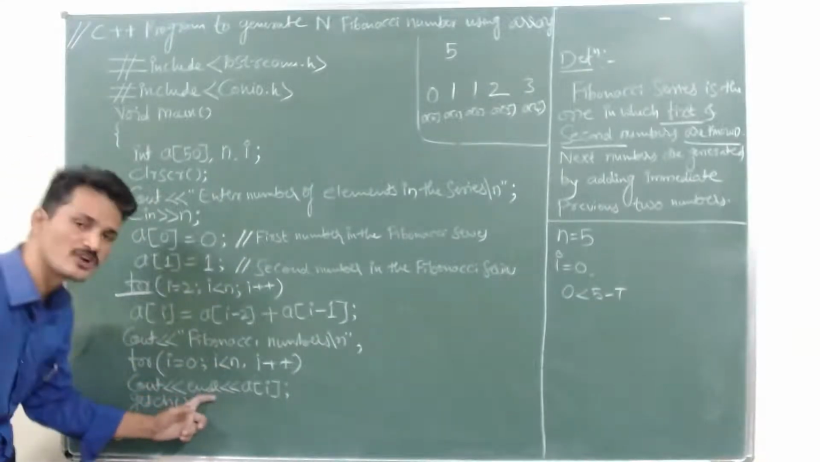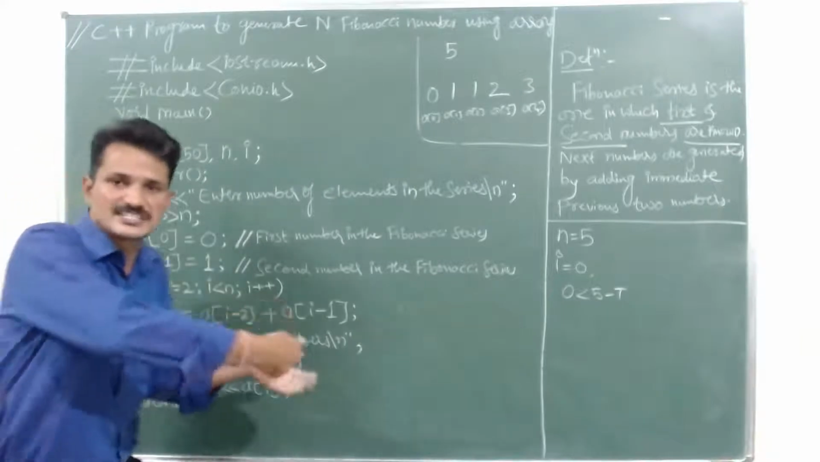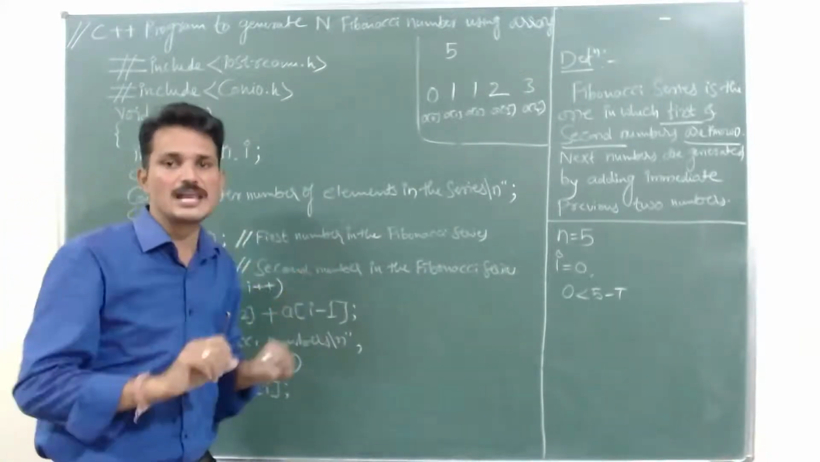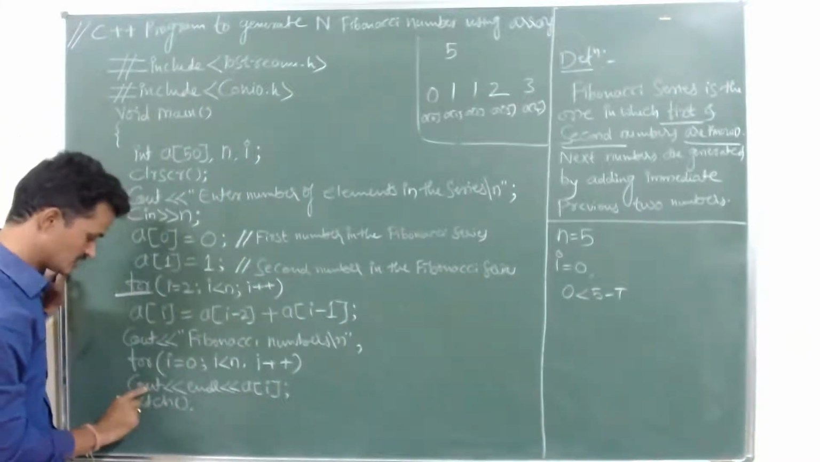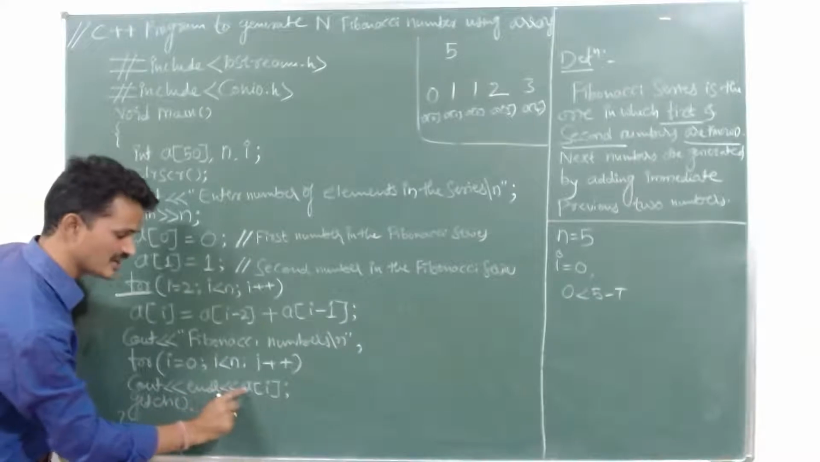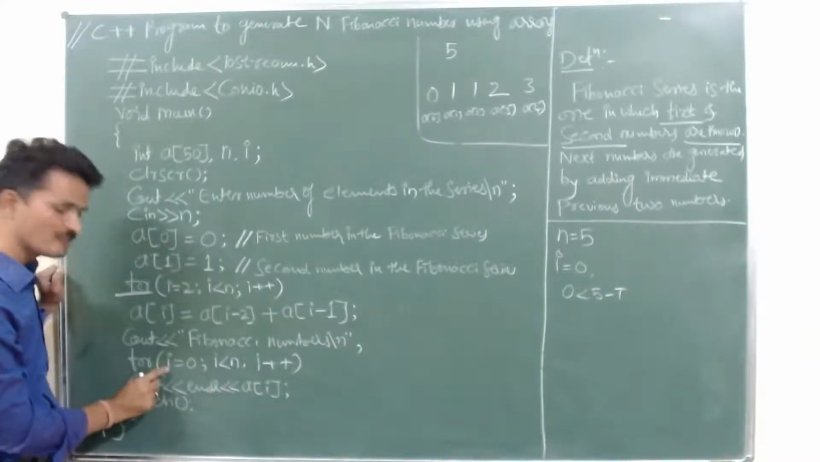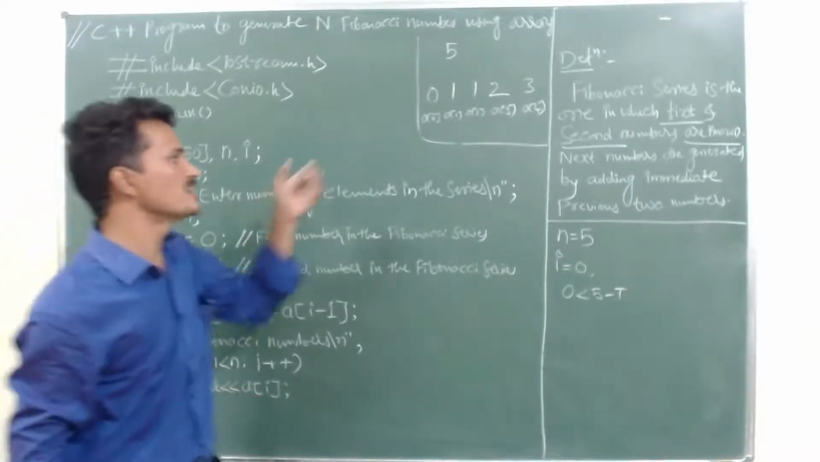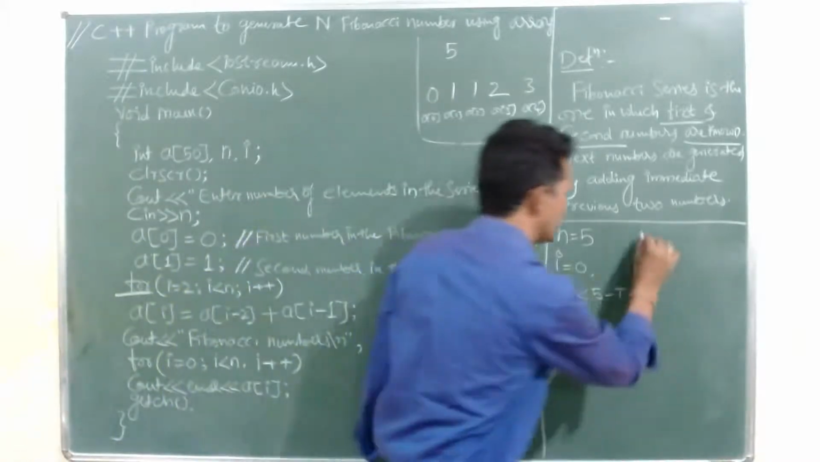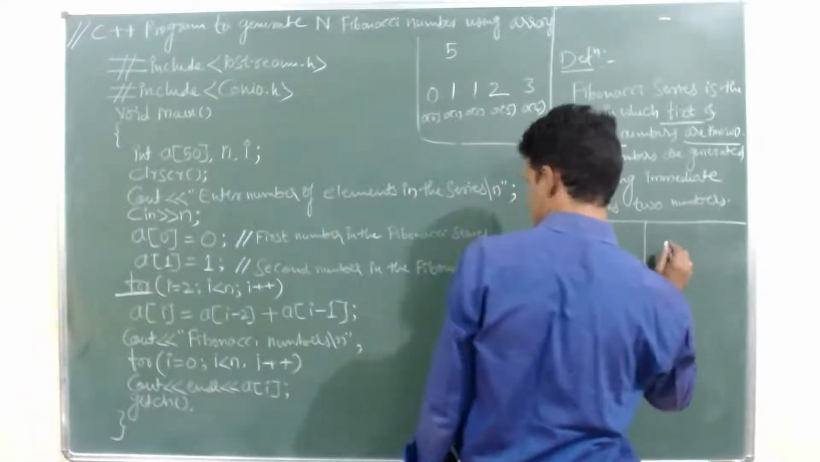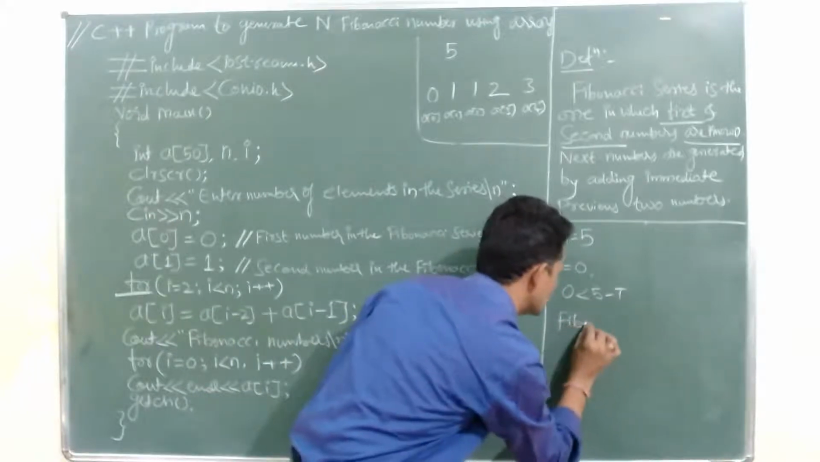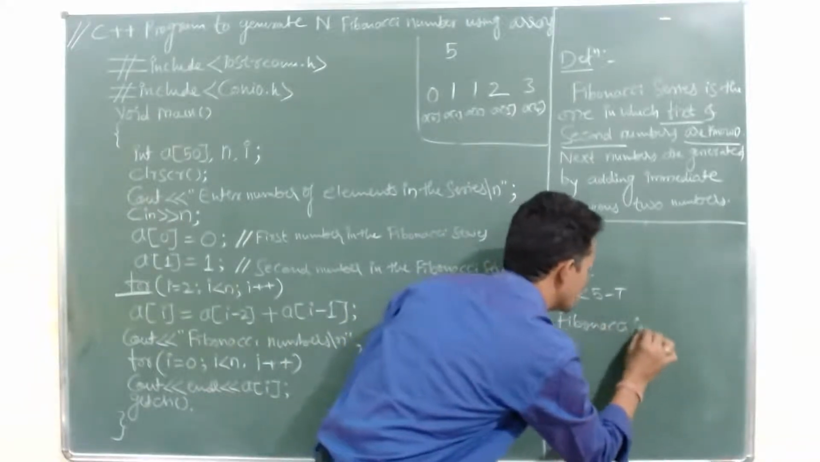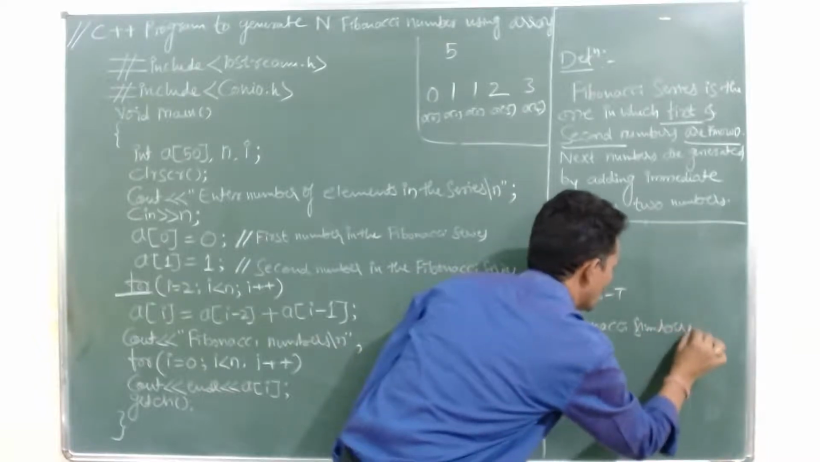cout, stream insertion. What is this? endl. endl means the cursor comes to the next line while printing the value of a of 0. cout, stream insertion, endl, stream insertion, a of i. a of i means, what is the value of i? 0. That means what is the value stored in a of 0? 0. So in the output screen, first I am going to print "Fibonacci numbers". Okay, cursor comes to the next line.